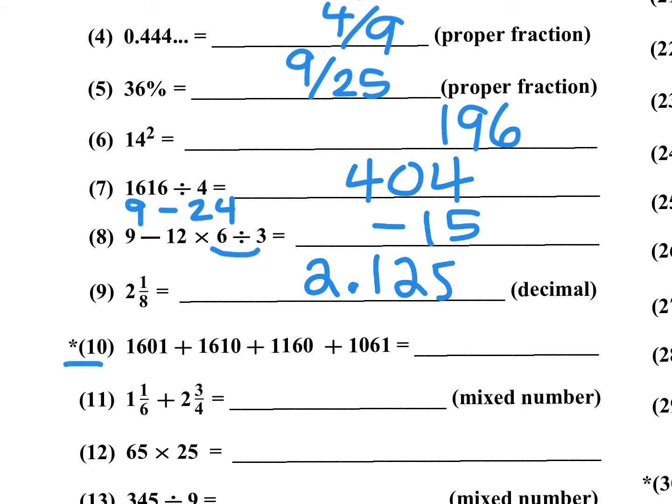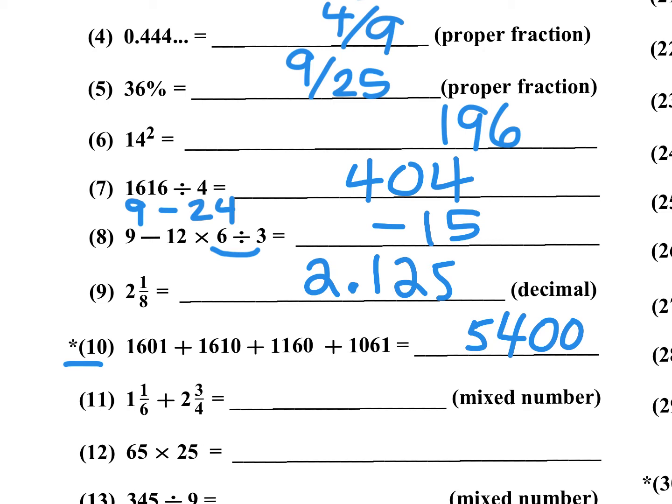Number 10 is a star problem. So anytime you have a star problem, it's an approximation. So what I'm going to do is round off to the nearest 100. So I have 1600 plus 1600 is 3200. And then I'm going to have 1200. So 32 plus 12 is 4400. Plus 10 more would be 5400 or 5500. Either way, it's an approximation. We'll go to 5400. Number 11, 1 1/6 plus 2 3/4. I need to get a common denominator of 12.